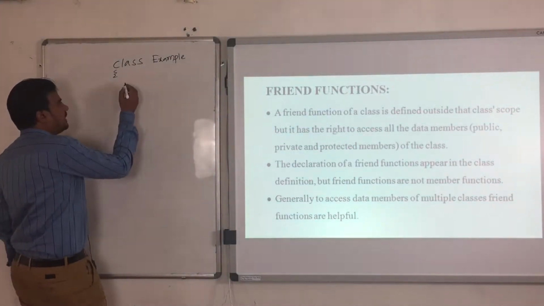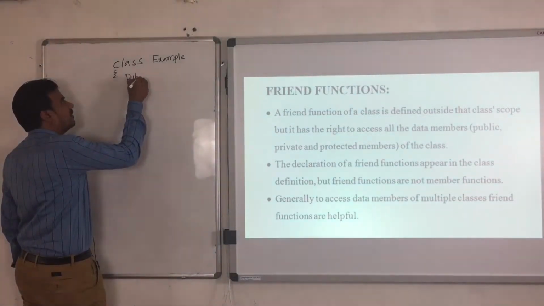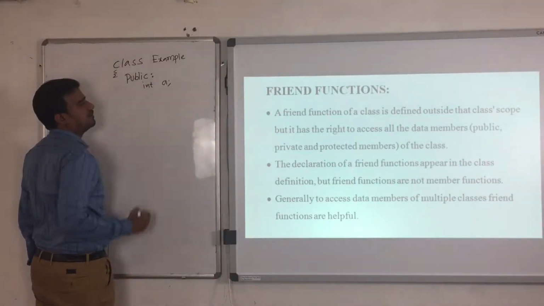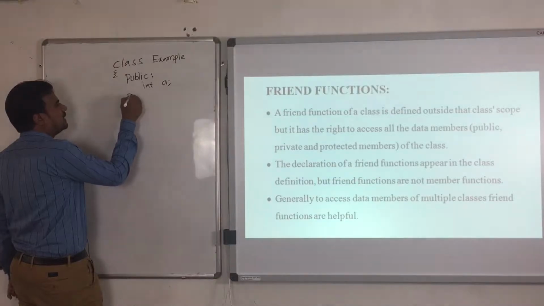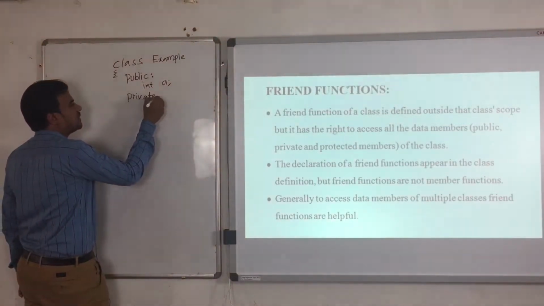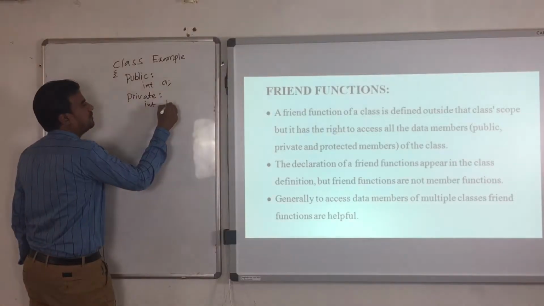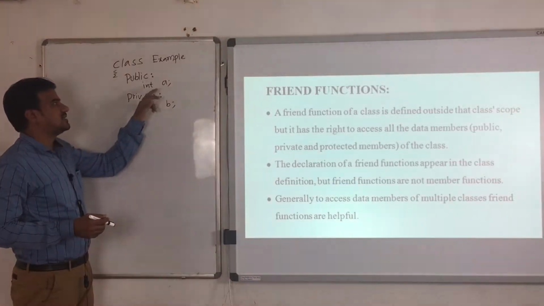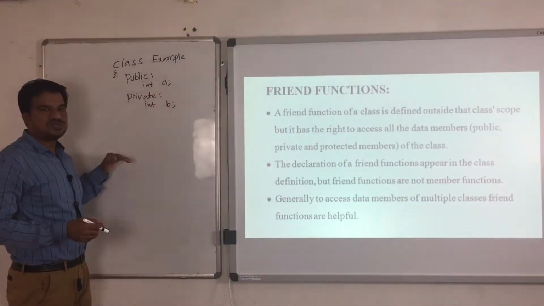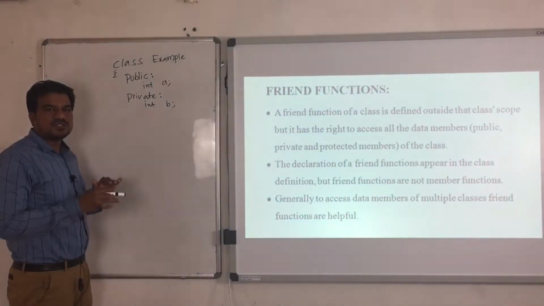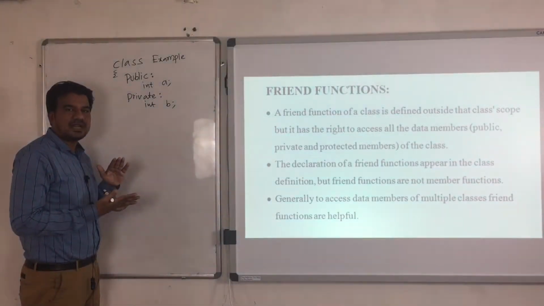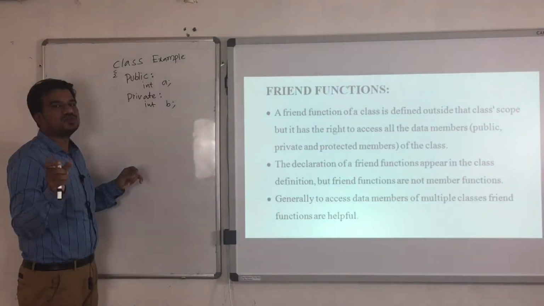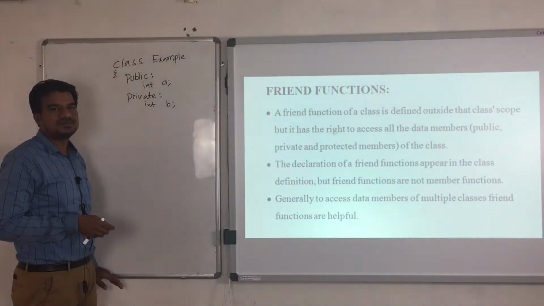So I have a public data member, that is int A. Now I am writing another data member, that is private int B. If I want to access my public data member outside the class, I can, because a public data member has full access rights. I can easily access it outside of the class by simply making use of an object of this example class. That is possible.